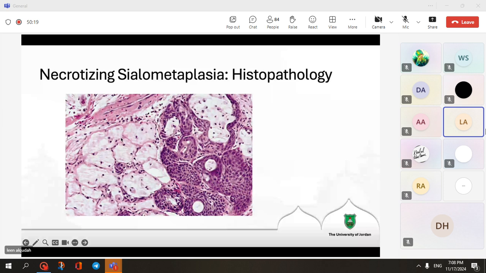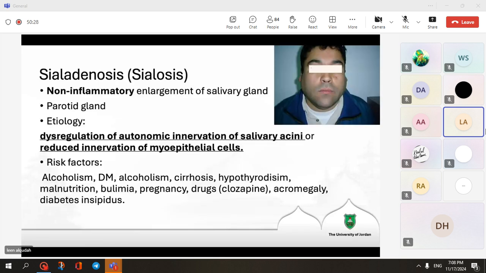Now, the next thing that you need to know is sialadenosis. Sialadenosis is different than sialadenitis. Sialadenosis, also known as sialosis, is a non-inflammatory enlargement of the salivary gland. It means that it's not associated with any infection or inflammation. And most commonly, it will be in the parotid gland.